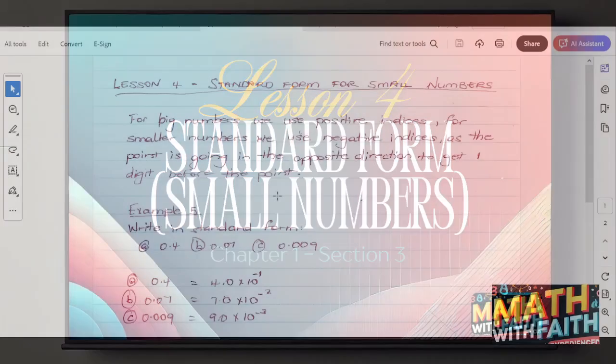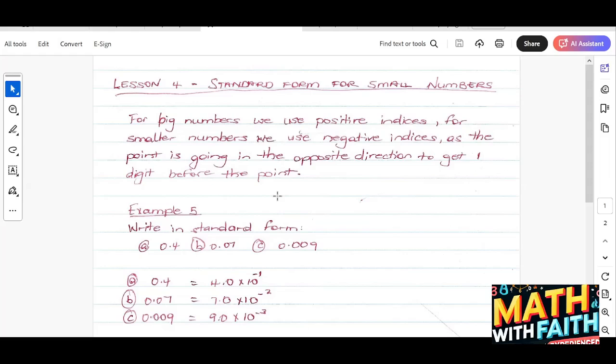So we've already examined standard form for big numbers, and we saw that we move the point to the left, and the number of places we move the point to the left to get one number in front of the point is the index we will put, multiplied by 10 to the whatever number of times that we move the point to the left.